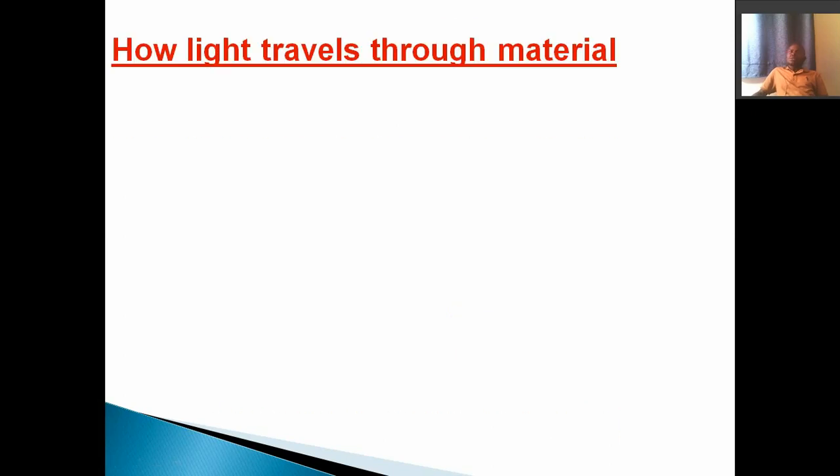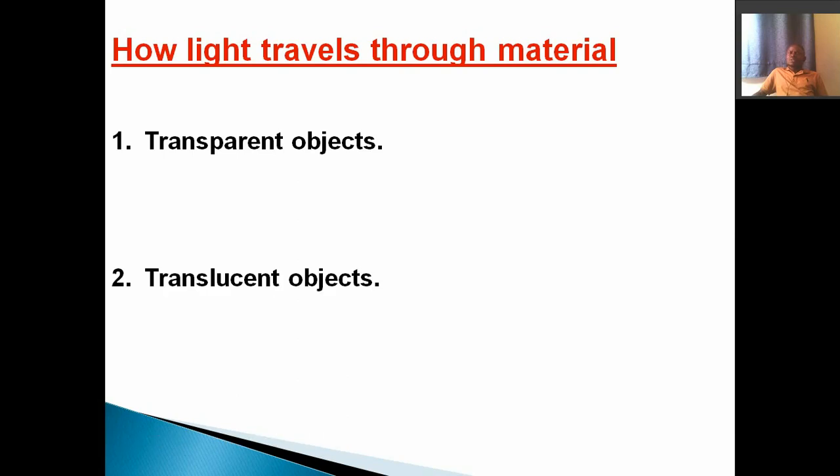Okay, let's go on and look at how light travels through materials. How does light travel through materials? We have got different materials in our environment. Some of the materials we have are transparent. We shall be looking at what transparent objects mean. Some of the materials we have are translucent. We shall also look in detail at what translucent objects are. Then we also have the opaque objects.